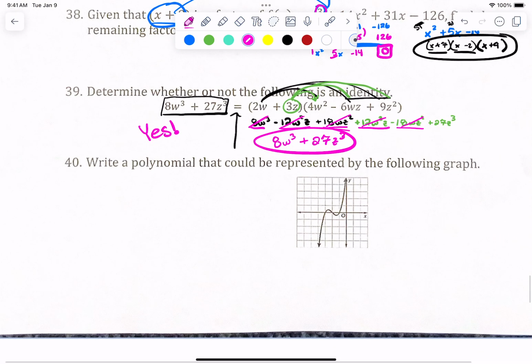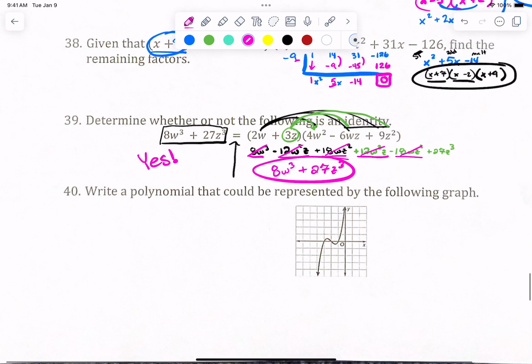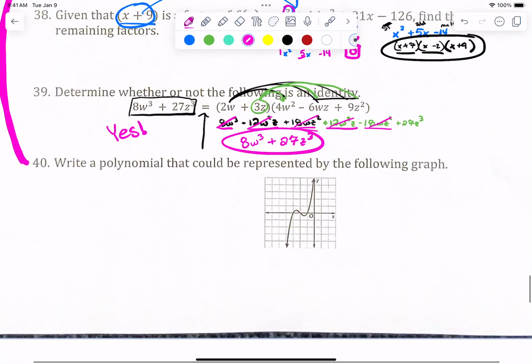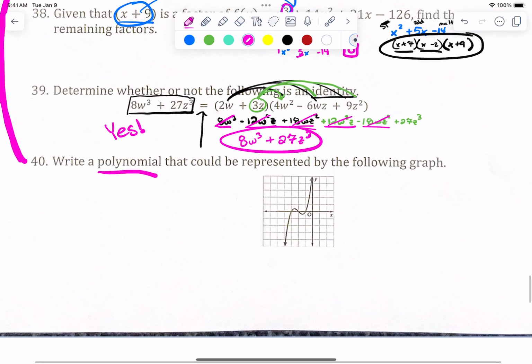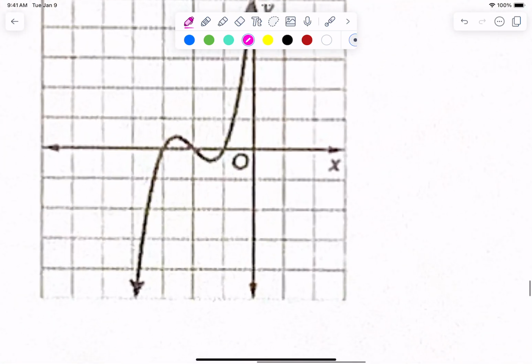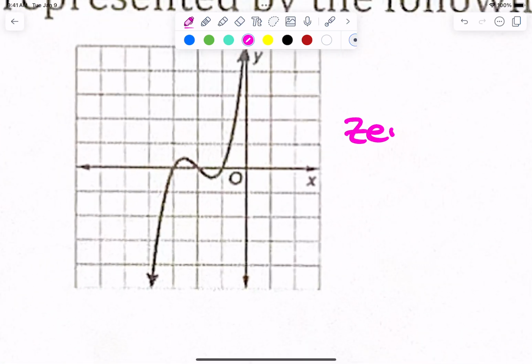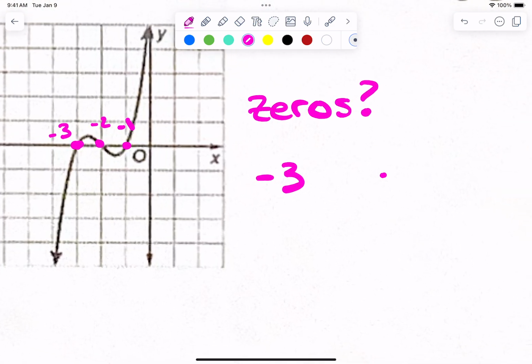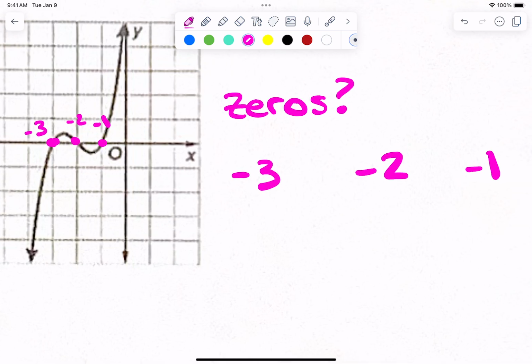Okay, this is the last problem. Yay! And this one is very similar to number 37. These two are kind of related to each other. Write a polynomial that could be the following graph. Where are this guy's zeros located? Negative 3, negative 2, negative 1. I found that from the graph where it crosses.